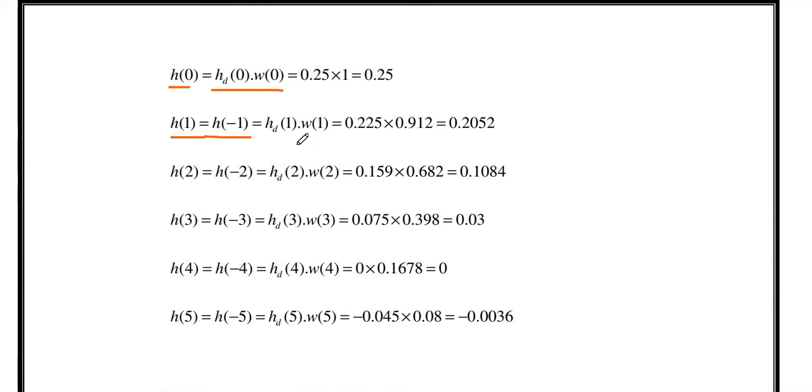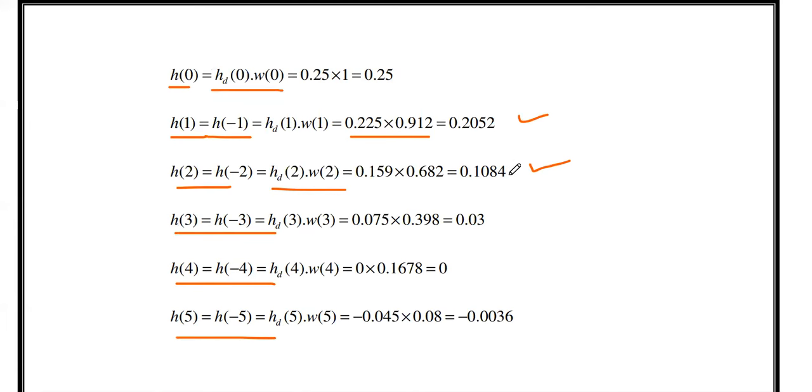So h[1] is calculated by multiplying hd[1] with w[1]. If you multiply, you may get 0.2052. Similarly, for h[2], you multiply hd[2] with w[2], and the answer is 0.1084. Similarly, you calculate h[3], h[4], h[5]. We get 0.03 and -0.0036. So these are all the filter coefficients.